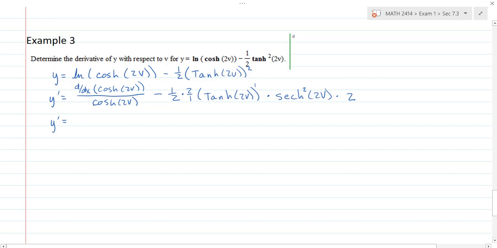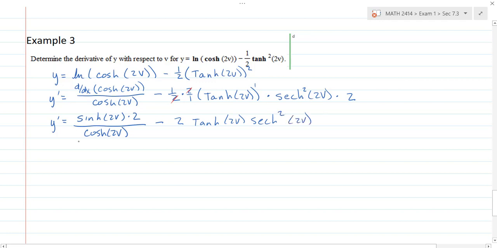So cleaning this up, what's the derivative of cosh 2v? Well, the derivative of cosh is sinh 2v times the derivative of the angle over cosh 2v minus, and this 2 will cancel out, but I still have a 2 out at the end, so I'm going to move that 2 up front, and that's going to give us tanh 2v times sech squared 2v.